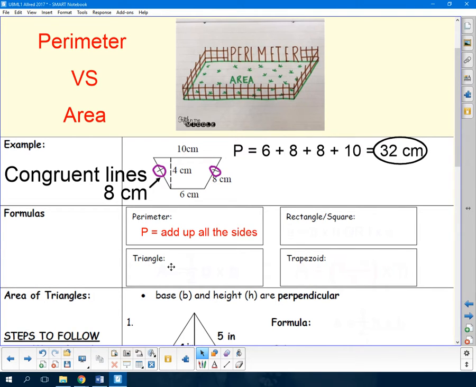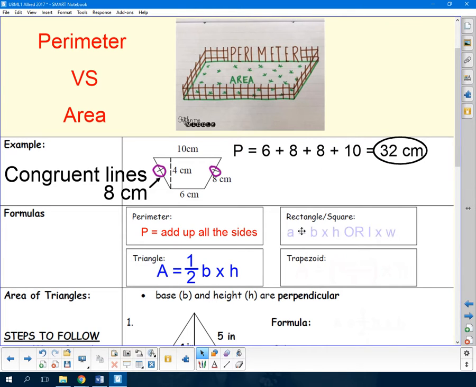If you want to find the area of a triangle, you're going to take 1/2 and multiply it by the base times the height. So 1/2 base times height will find you the area of any triangle. And hopefully I can show you why that is in just a second.